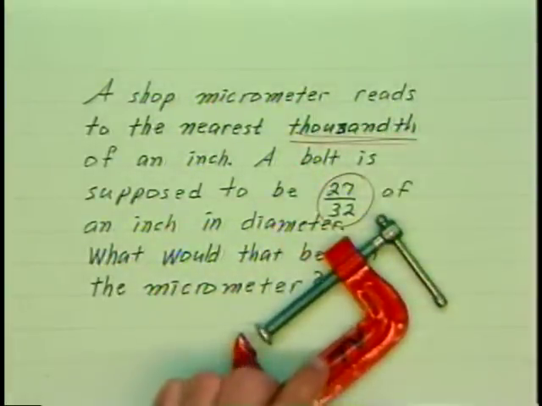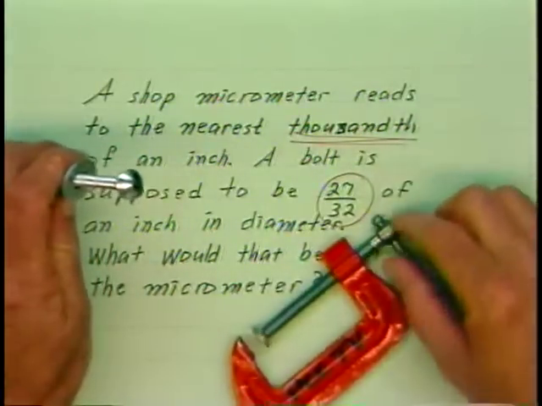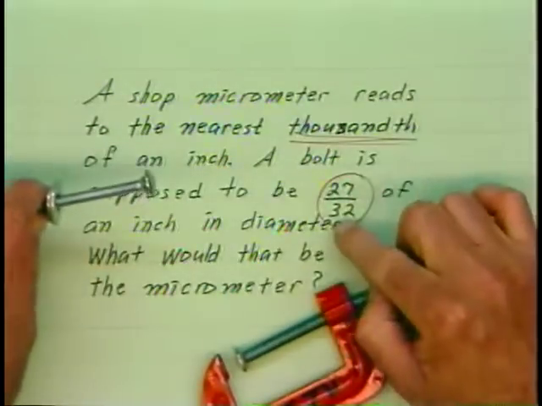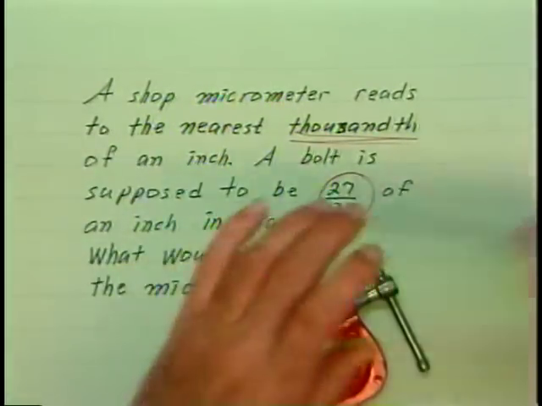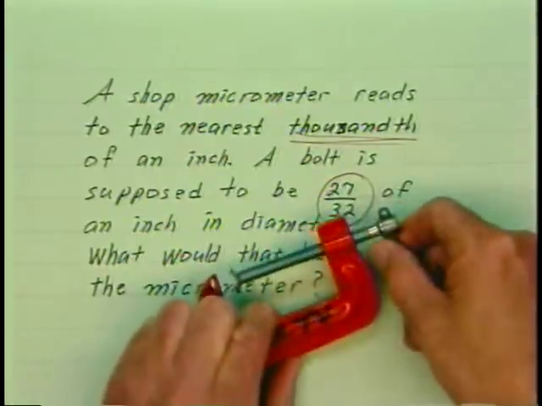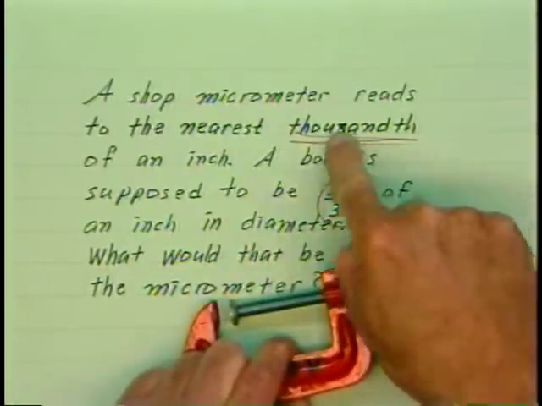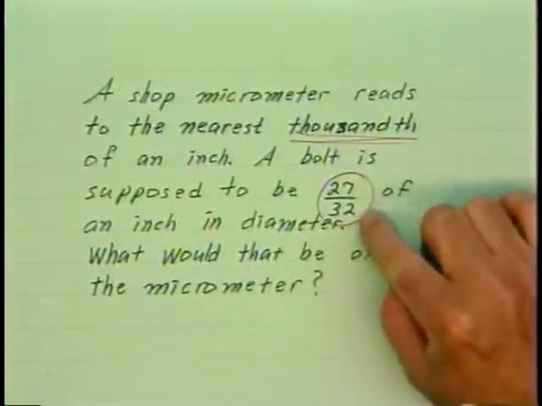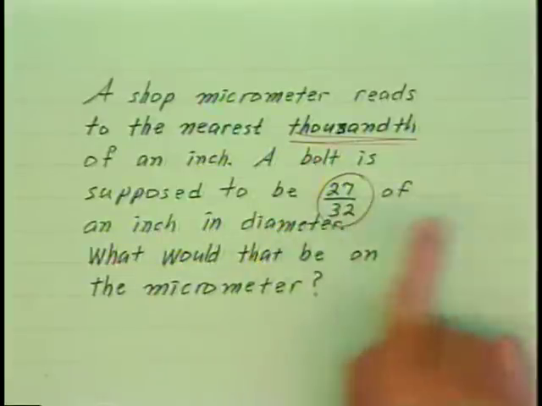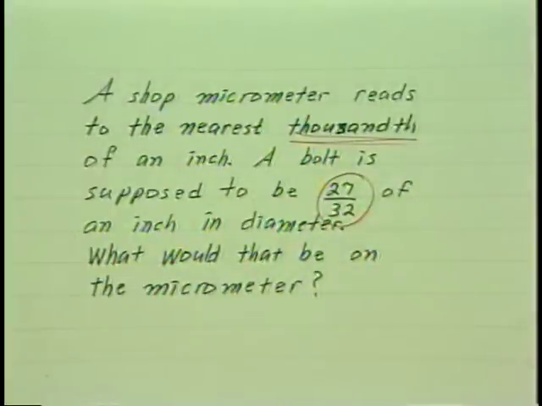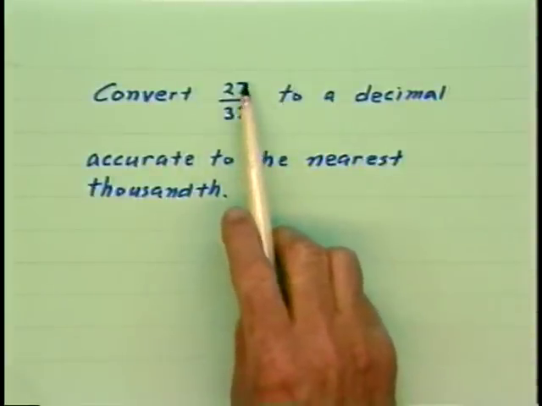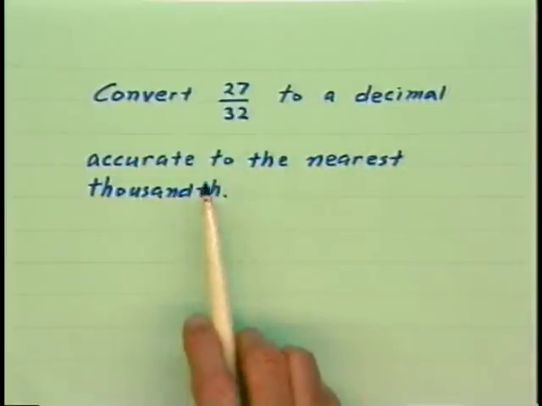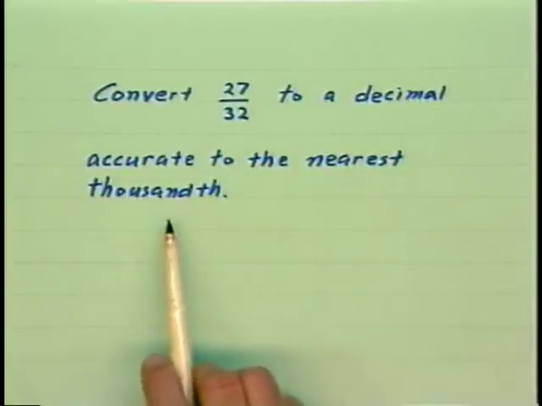The point is, many standardized bolts come marked with their diameter in 32nds or 64ths, but most standard micrometers will be calibrated to read in the decimal system. So you're trying to check the bolt to see if it really is this diameter, then what would you expect to see on the micrometer? So our problem is basically this, stated arithmetically. And that is to simply convert 27/32 to a decimal, accurate to the nearest thousandth.